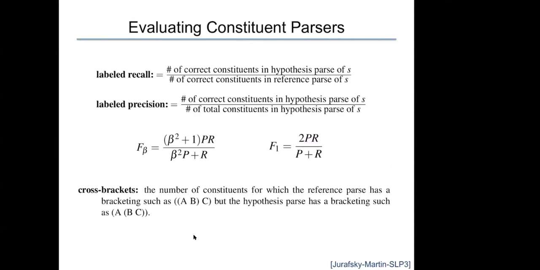You might be wondering how you can evaluate a constituent parser. The way most people do it is to compute recall and precision. Recall is the number of correct constituents in the hypothesis parse of S over the number in the reference parse. Precision has the same numerator, but you count how many are in the hypothesis parse. So it's the typical way of computing F1 from recall and precision, and you usually report F1, which is 2PR over P plus R.